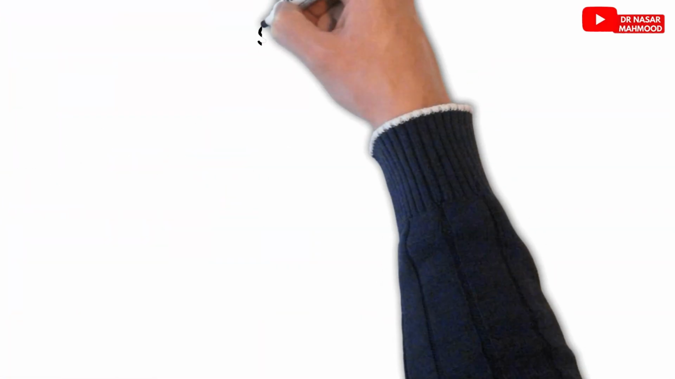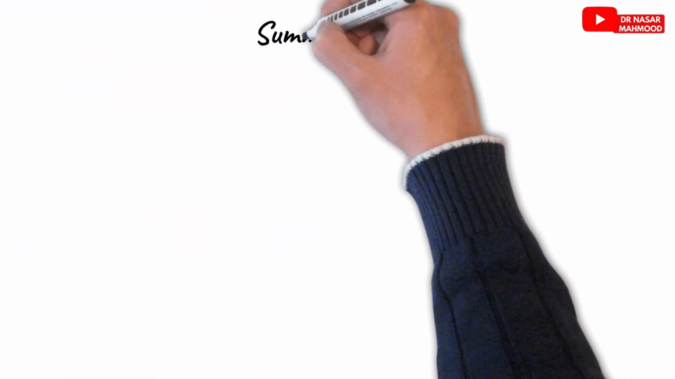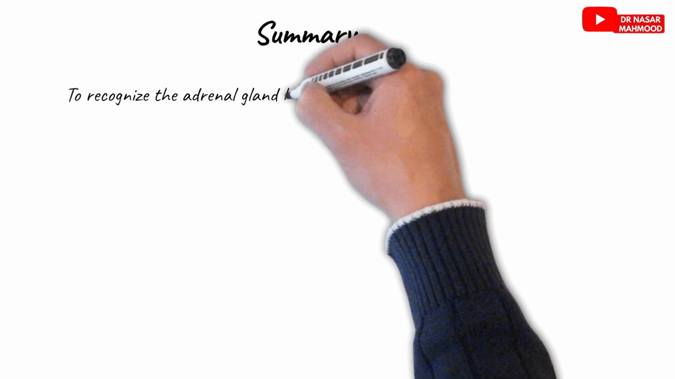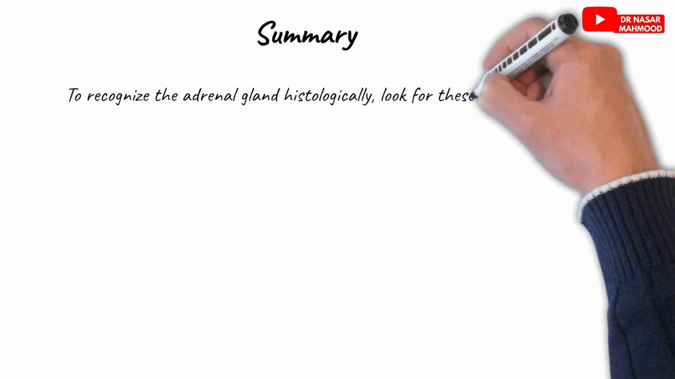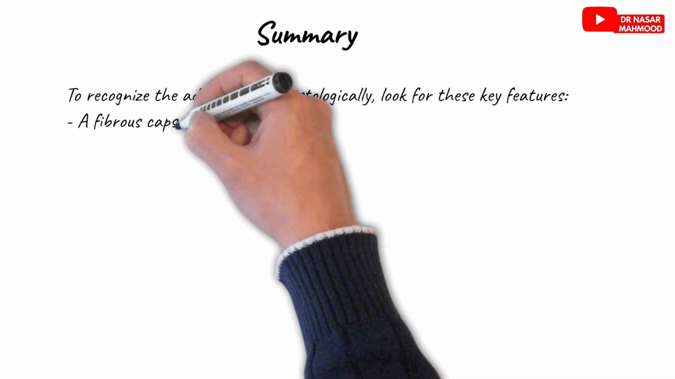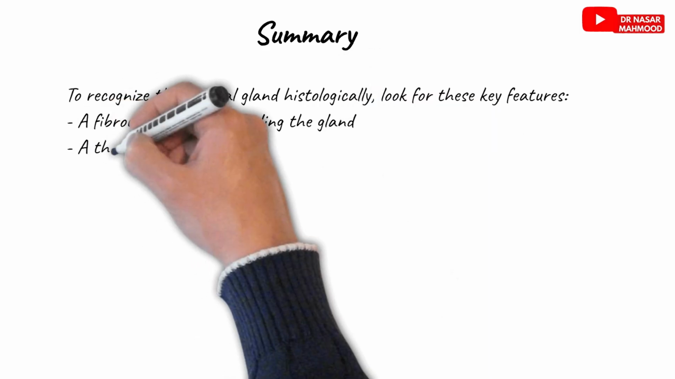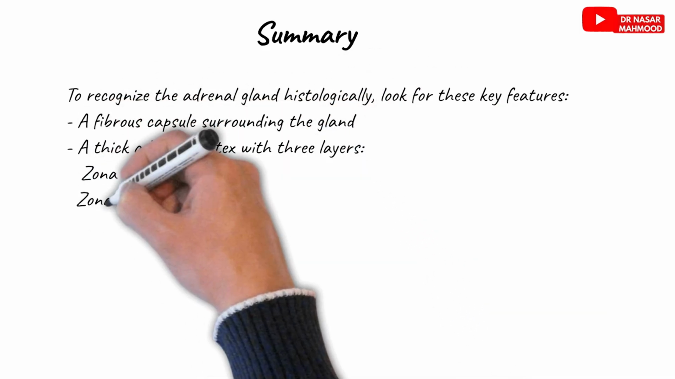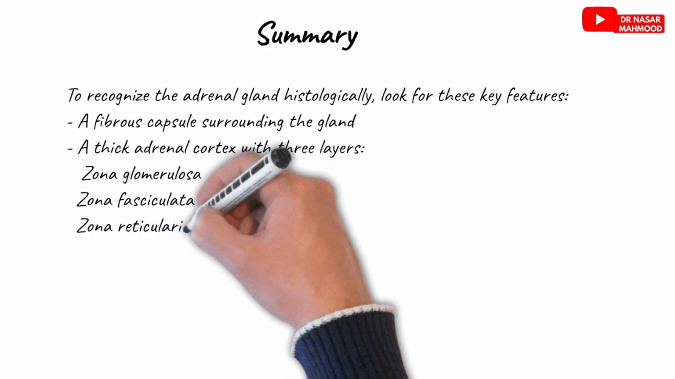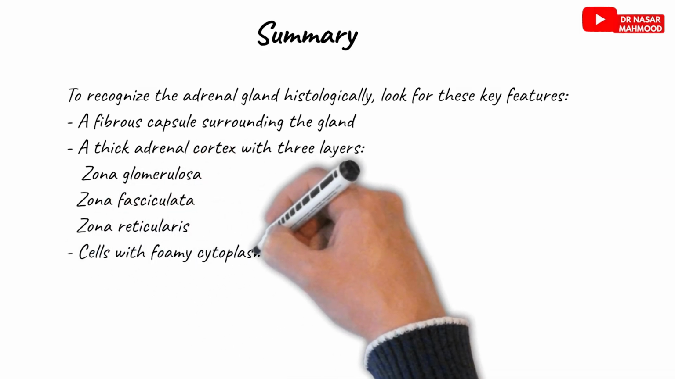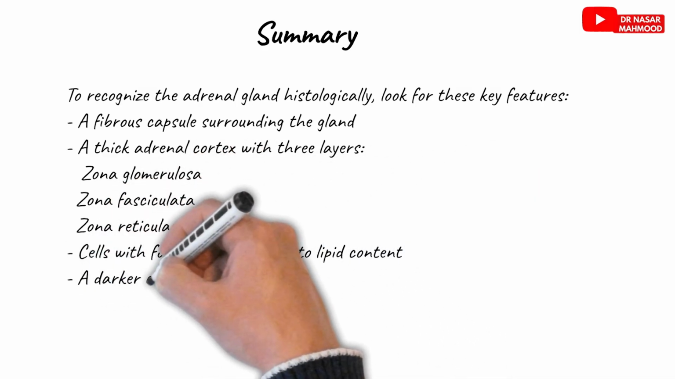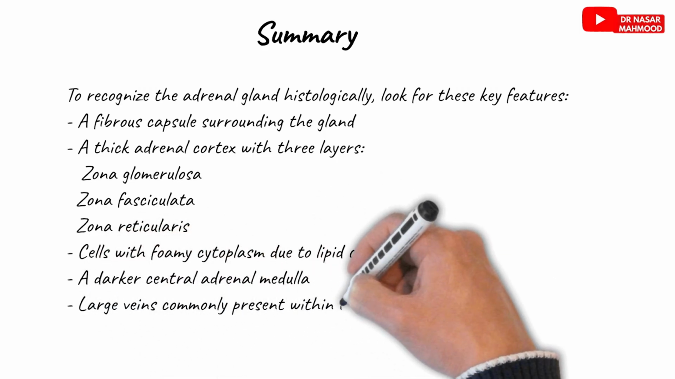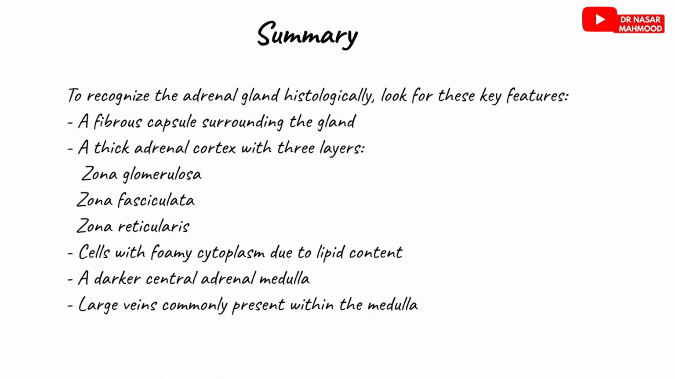In summary, to recognize the adrenal gland histologically, look for these key features: a fibrous capsule surrounding the gland, a thick adrenal cortex with three layers, the zona glomerulosa, the zona fasciculata, and the zona reticularis, cells with foamy cytoplasm due to lipid content, a darker central adrenal medulla, and large central veins commonly present within the medulla. Together, these structures form the classic appearance of the adrenal gland.